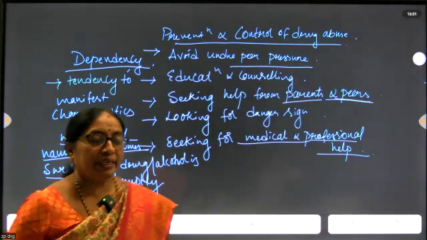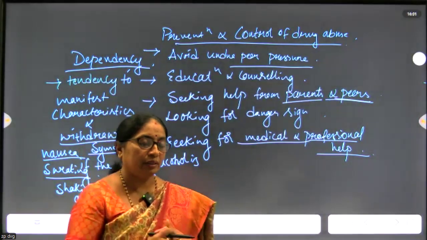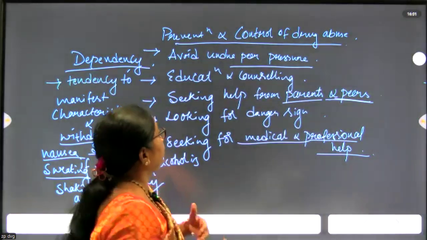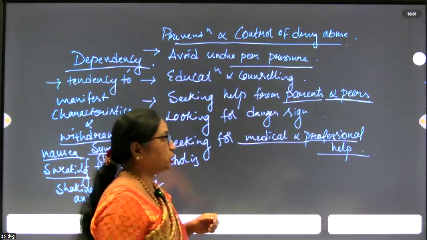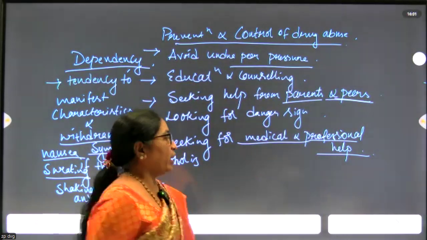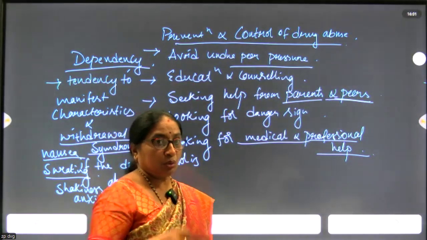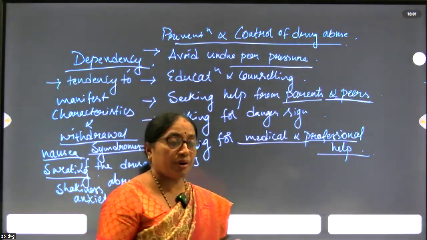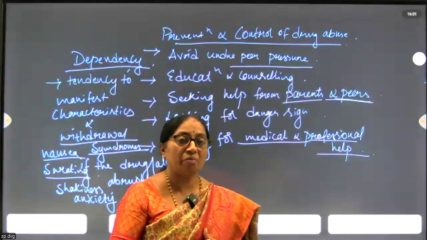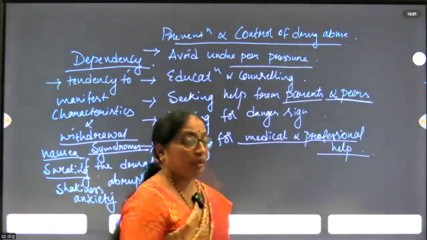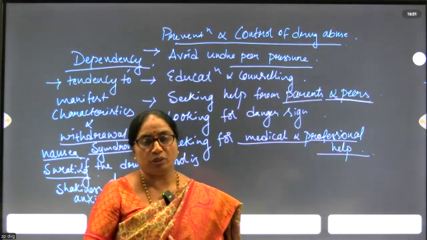Finally, there are so many de-addiction centers. These de-addiction centers try to bring the people who are under addiction out of this addiction so they can lead a normal life. So we have so many de-addiction centers and rehabilitation centers, which help people come out of these bad habits and lead a normal life in society.